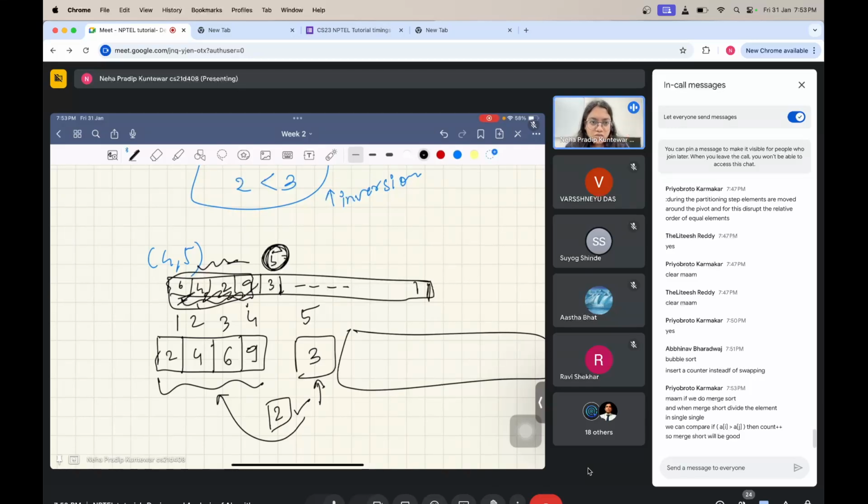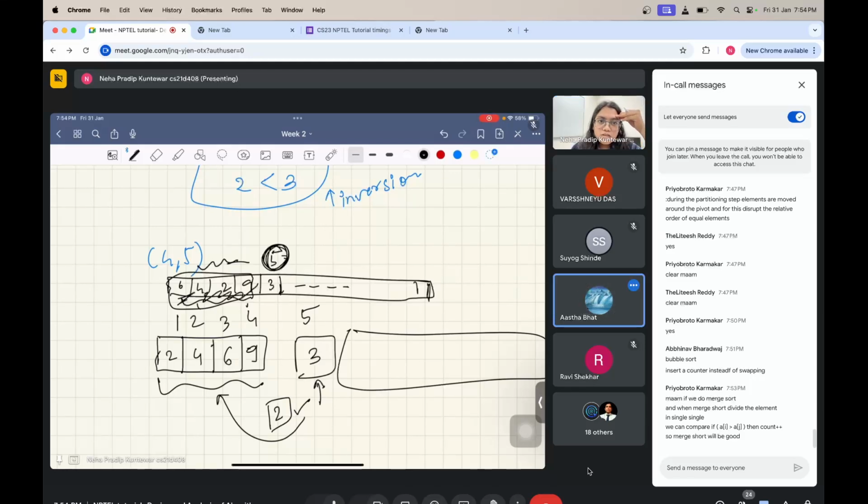And why it does not happen with bubble sort is because bubble sort is going to disrupt the relative ordering. It's going to make swaps a lot of times. So you will end up over counting or under counting. So is the insertion part clear? Why, how it will give the inversions?